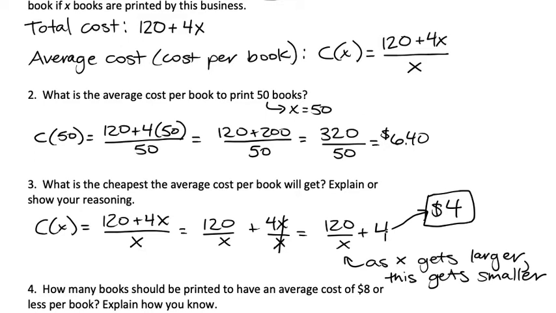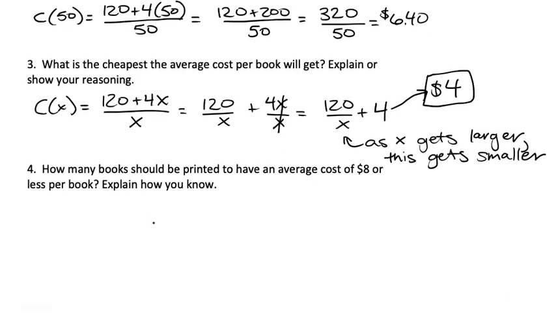Another way to think of this is that you're dividing this $120 fixed cost up among the number of books that you're making. And so as the number of books increases, the amount that each book has to take of that $120 gets smaller and smaller. The $4 is the cost per book for materials, so that's not ever going to go away. I'm always going to pay at least $4 for the materials per book.